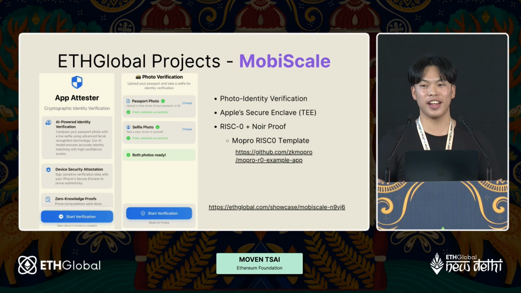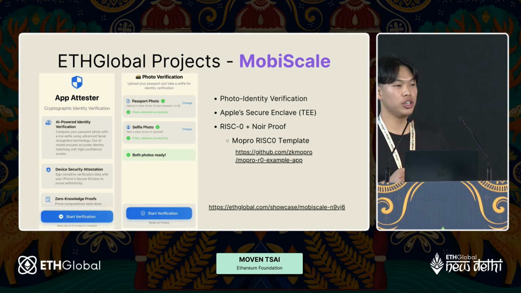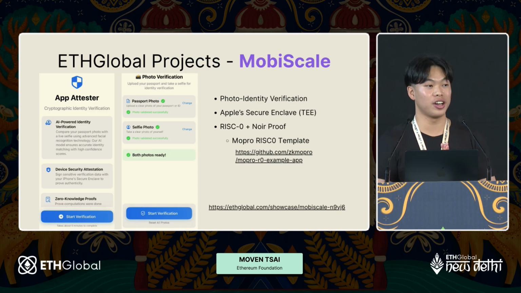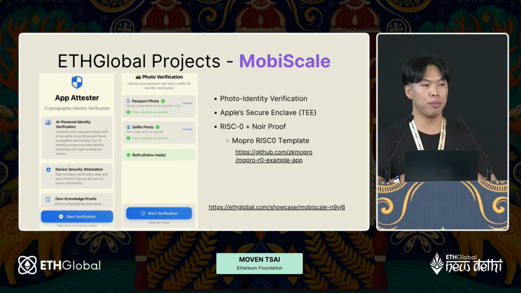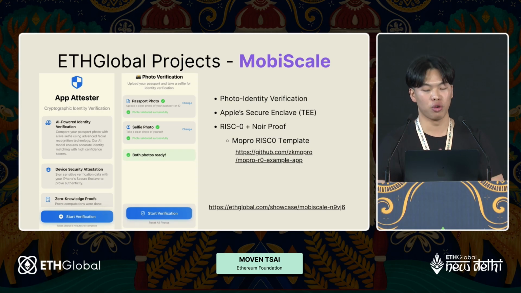And let me walk you through some interesting projects that we had before at ETHGlobal. One of the projects is called MobiScale. It's for photo identity verification. What it does is it runs a face recognition algorithm inside the Apple Secure Enclave, which is a TEE, and it will generate a proof. He also used RISC Zero to verify this proof, and there's some integration of Noir as well.